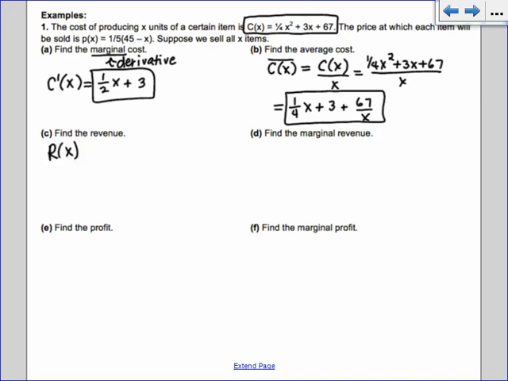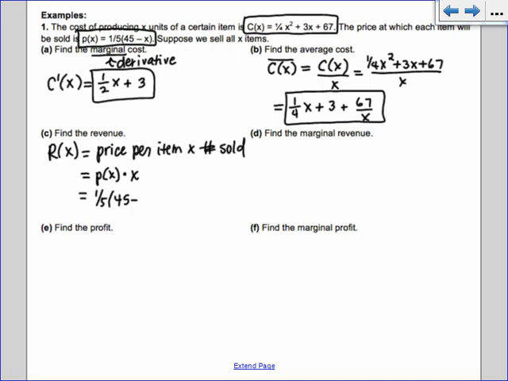So revenue is price per item times the number sold. In our case, the price per item was given to us. It was P of X, not profit, but little p of X, and the number sold was X. We sold everything. So we have 1/5 times 45 minus X, that's our P of X, times X. I'll simplify because I need to take the derivative on the next step. 1/5 times 45 is 9, and then times X. So 9X minus 1/5 X squared. That's the revenue.